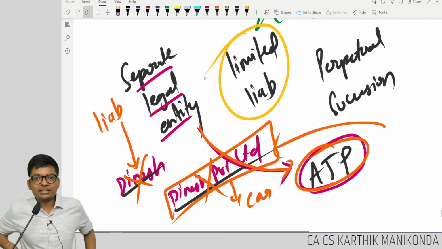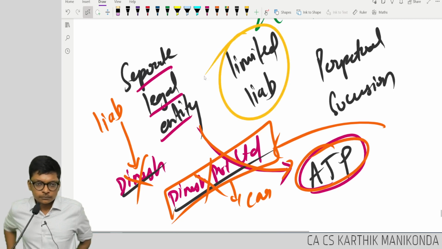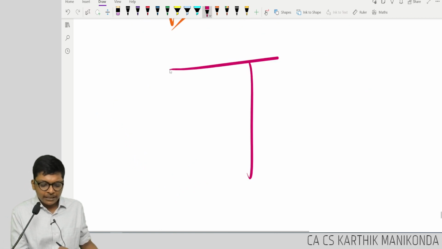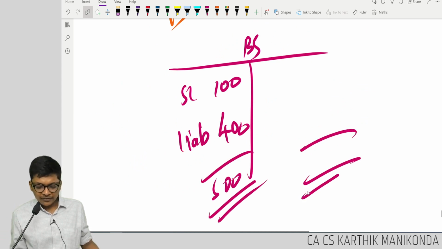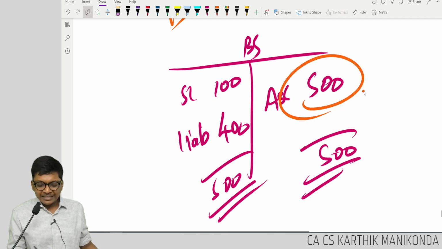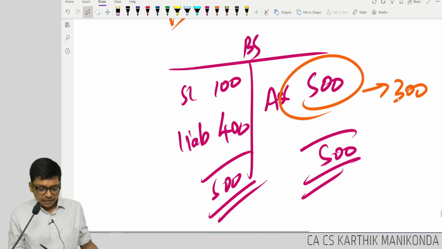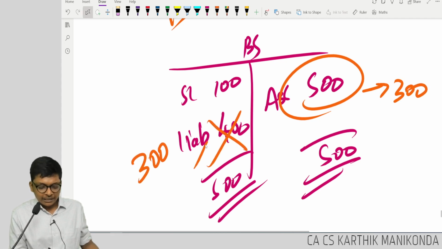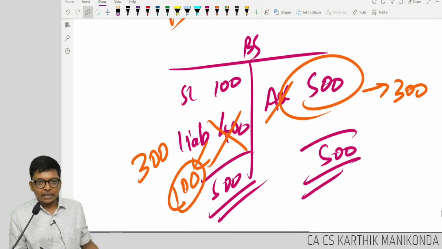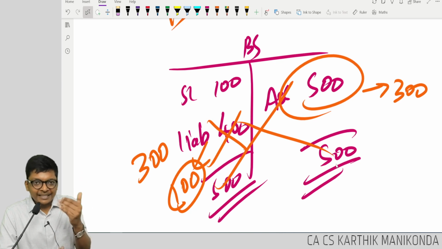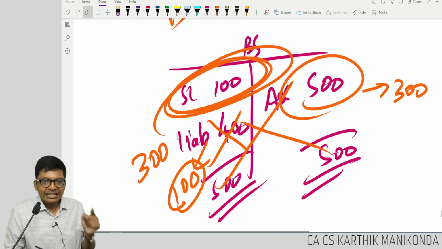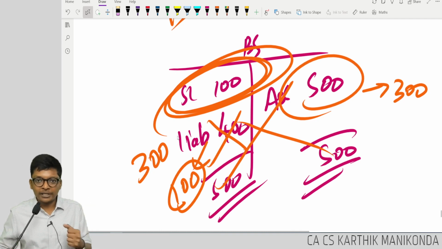Limited liability. What's limited liability? In a company's balance sheet, if share capital is 100 and liability is 400, the balance sheet total is 500. Assume the asset side total is 500. After selling assets, I got only 300. I will pay liability of 300. Still unpaid is how much? 100. Who will pay it? Nobody will pay. If the company is not able to pay, that's it. You don't have to ask the shareholders to pay. It's not like a partnership. Liability is limited.